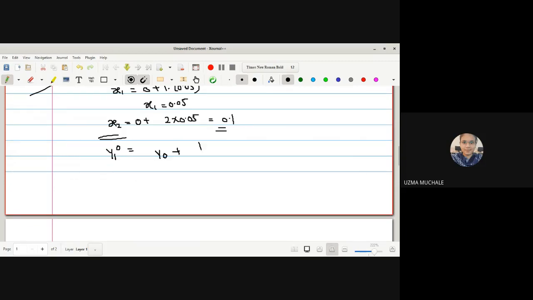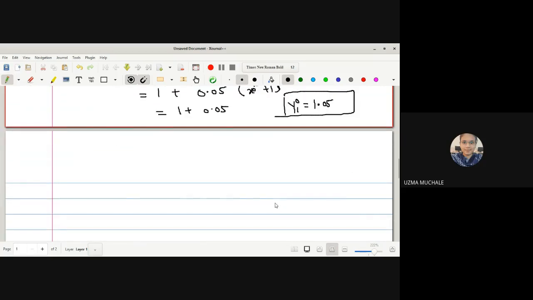y naught plus h into f of x naught, y naught. Okay. So for finding this, what is the value of y naught given to us from the initial condition? It is 1. The value of h is 0.05. And what is f of x naught, y naught? x naught square plus 1. What is our x naught? It is 0. So we can write it as 1 plus 0.05, and finally y1 raised to 0 is equal to 1.05.